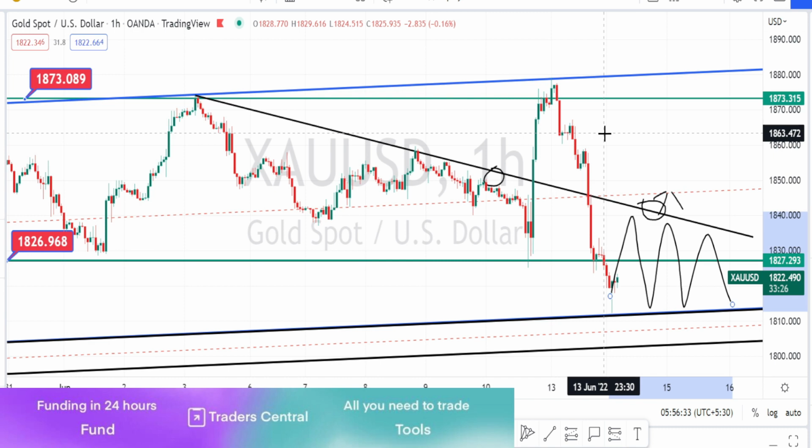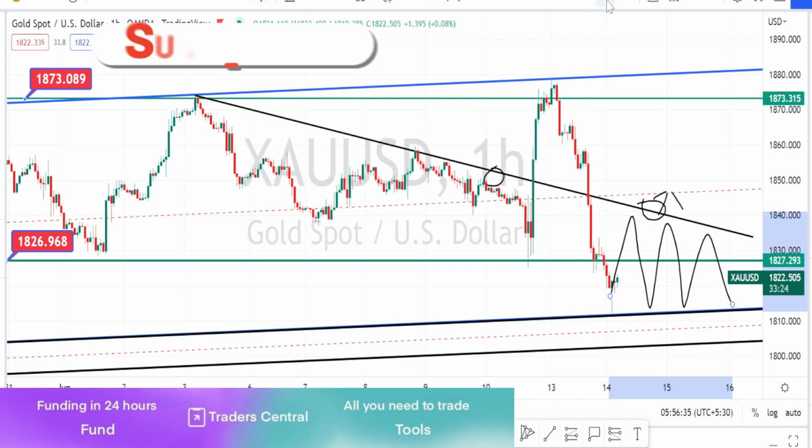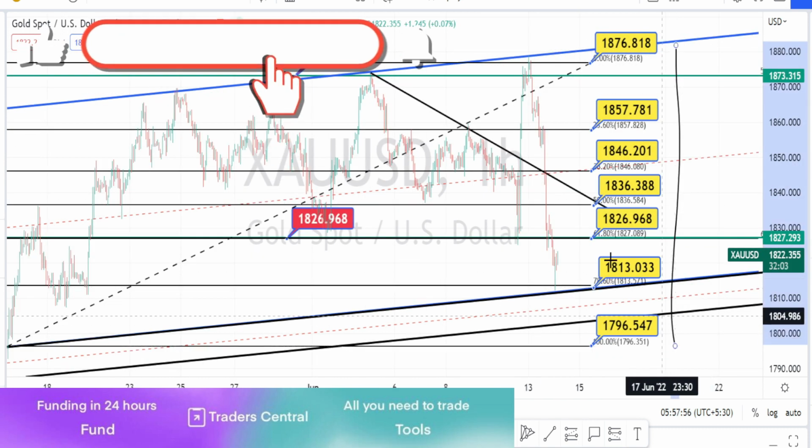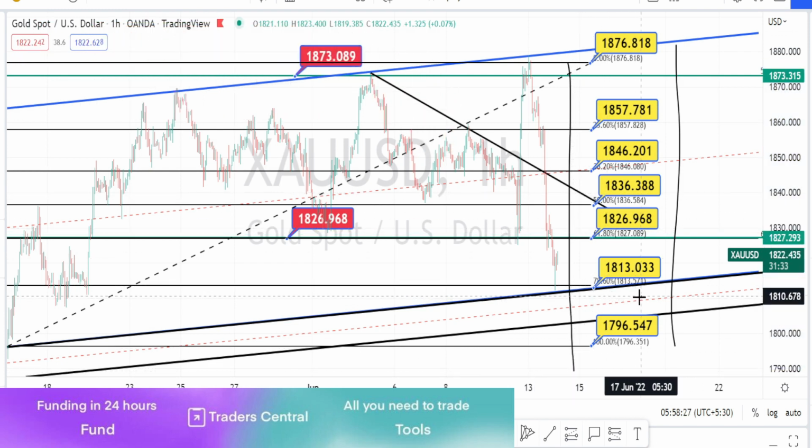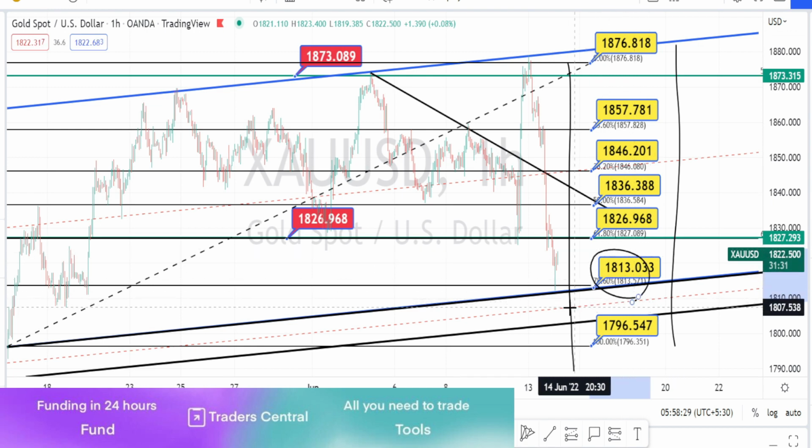Let us mark the support and resistance levels. So the values within these yellow color boxes are the resistance and support levels for hourly time frame. Currently the support level of 1813 is holding the price action from falling further on the bearish trend.